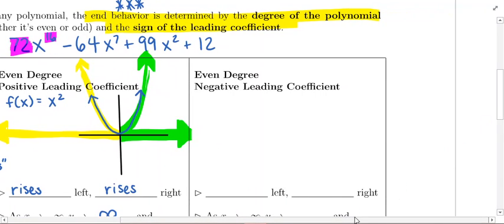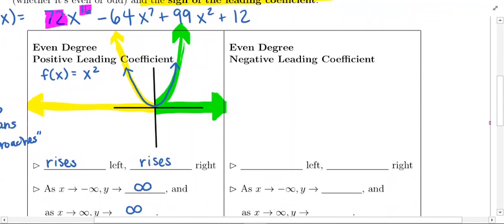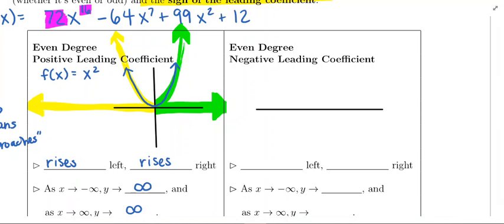So the next case is what happens if you still have an even degree, but now you've got a negative leading coefficient. So again, just think of something that's familiar to you that has an even degree and it's got a negative leading coefficient, something really basic. So let's draw that out. Any polynomial that's even degree with a negative leading coefficient is going to act like this guy.